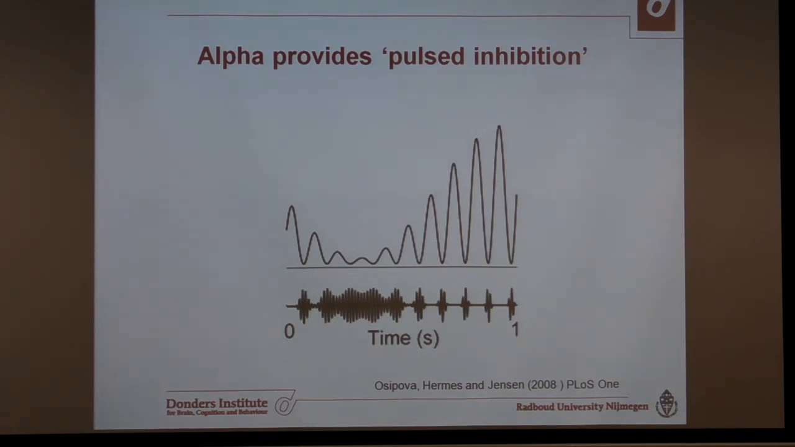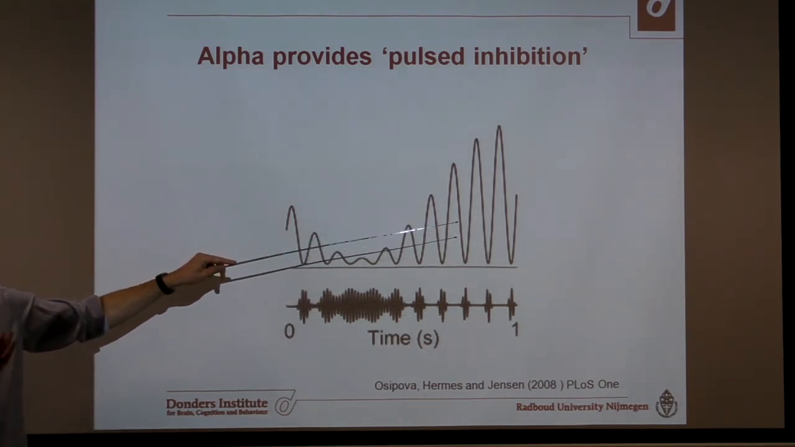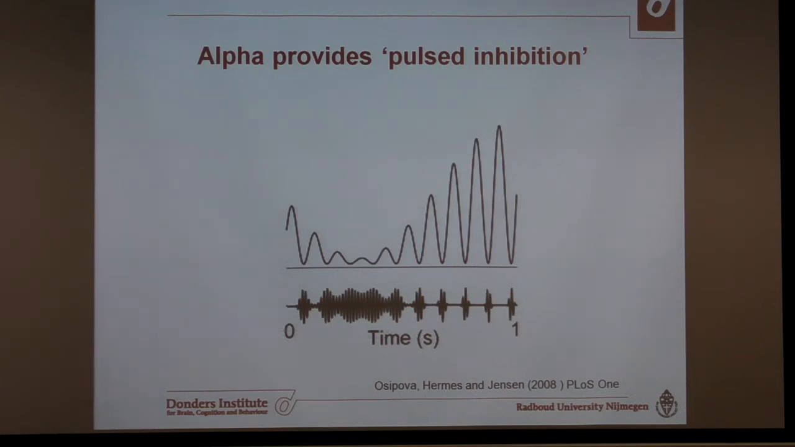So you can think about pulsed inhibition, right? Here you have the ongoing gamma activity, and alpha comes in and breaks the gamma activity, and the stronger the alpha activity, the shorter the windows of processing you have for gamma, right? So you can think about a graded phenomenon in which you can shut down a region more or less by increasing the magnitude of the alpha activity.